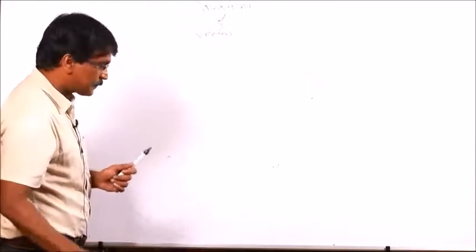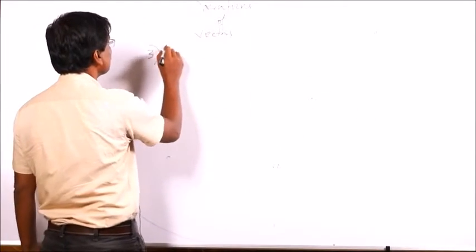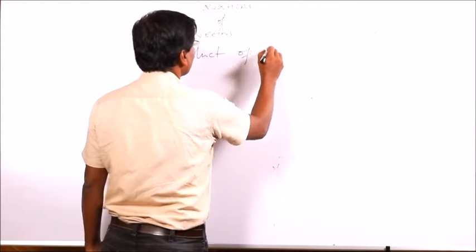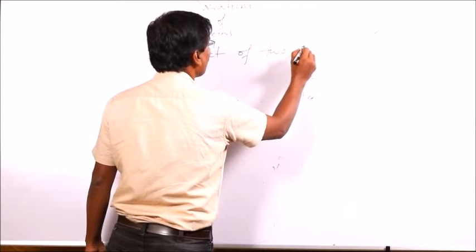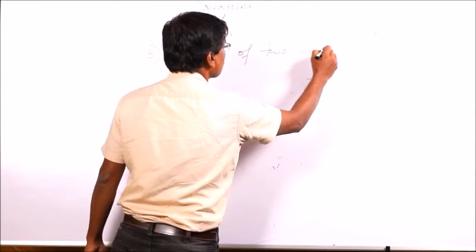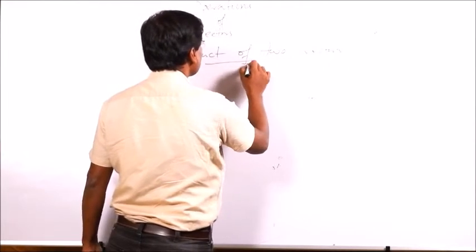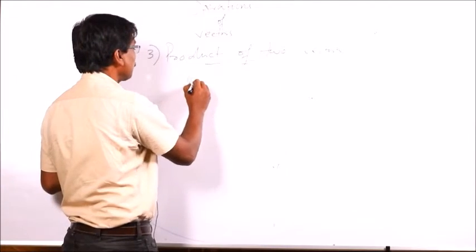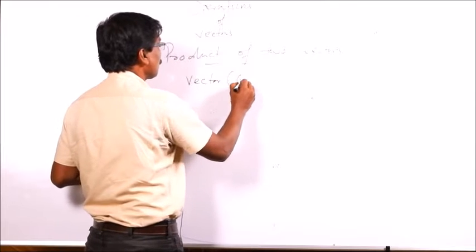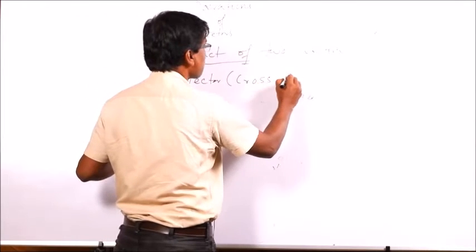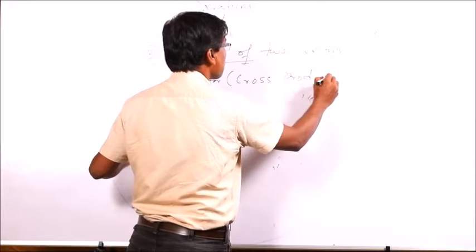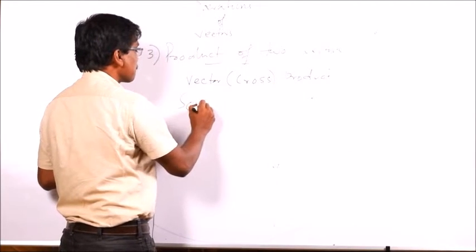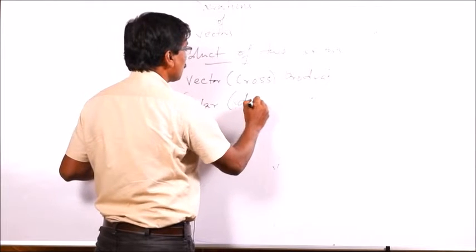Next, the third one we define as the product of two vectors. The product of two vectors can be defined in two ways: one is called the vector or cross product, and the other one is the scalar or dot product.